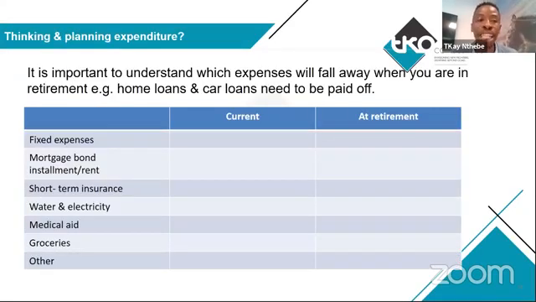So here I've provided what I also think is very important. Back to the survival budget I spoke about, you need to go back and look at your current expenses today and what they will look like at retirement, because this will inform some of the financial decisions you need to make. If you are paying rent, if you have fixed expenses, do you have insurance, water and electricity, medical aid, groceries, and other things?